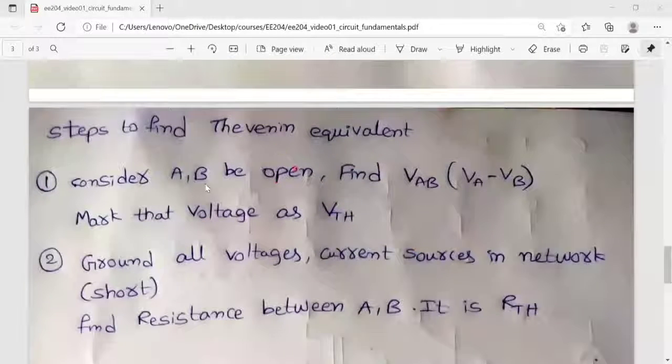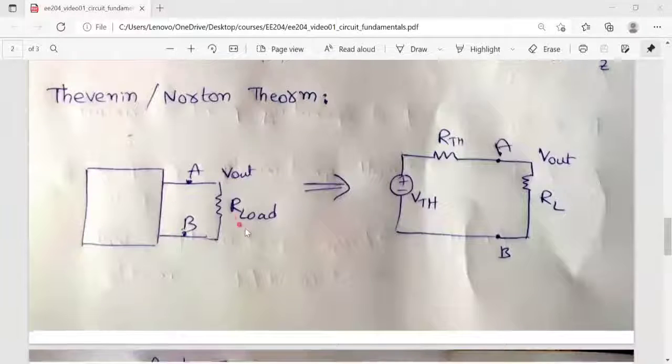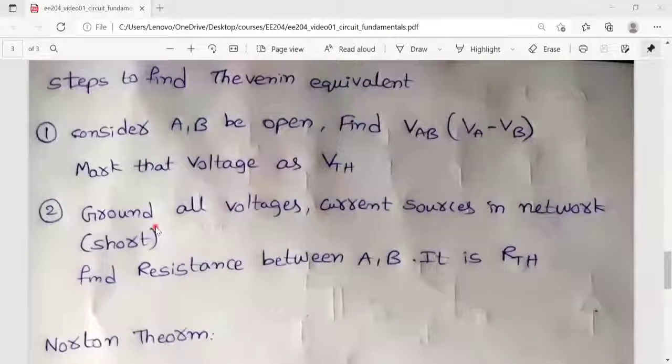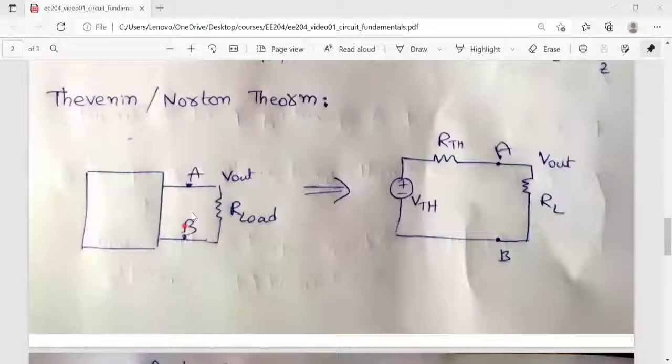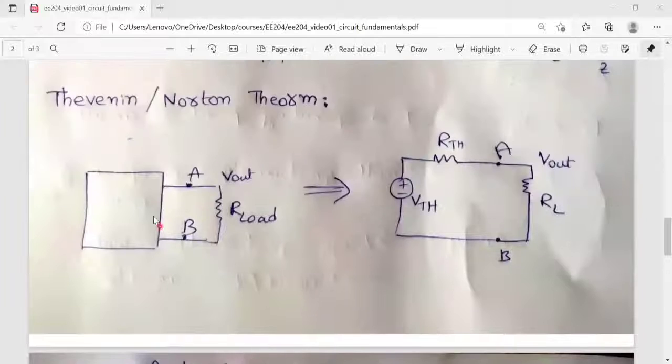Steps to find the Thevenin equivalent. First, consider the AB points as open. We remove this part, the RL part, and we find the VAB. That voltage will be VTH, the Thevenin voltage. Second, ground all voltage and current sources in the network and find the resistance between A and B. If we ground all the voltage and current sources in this network, then we can find the resistance between A and B. That resistance will be RTH. And this circuit is simplified to this.